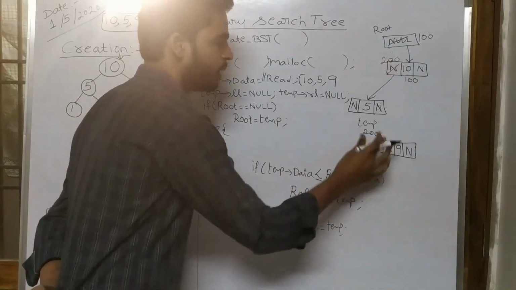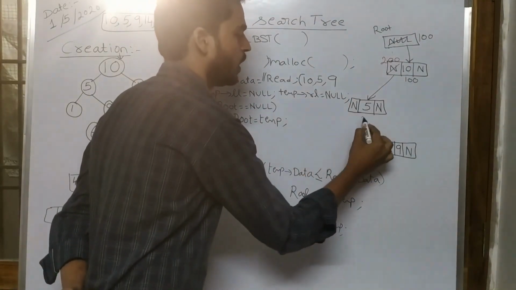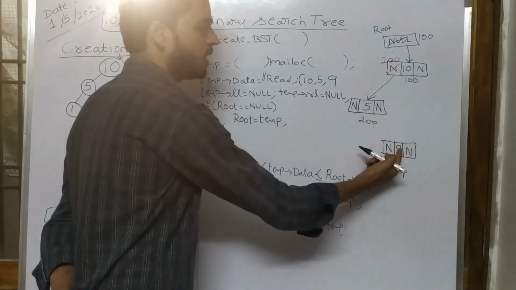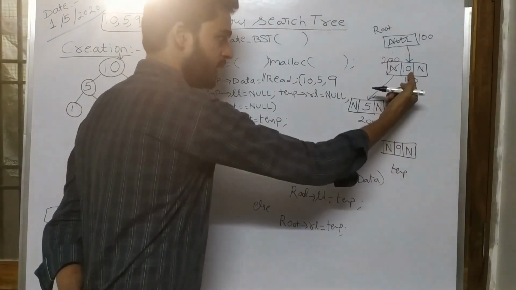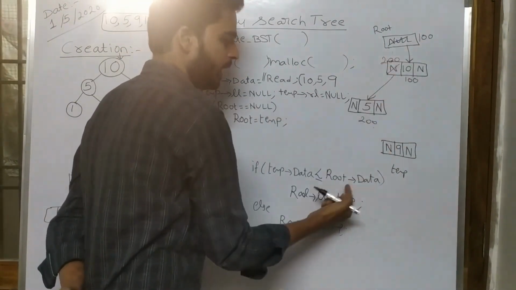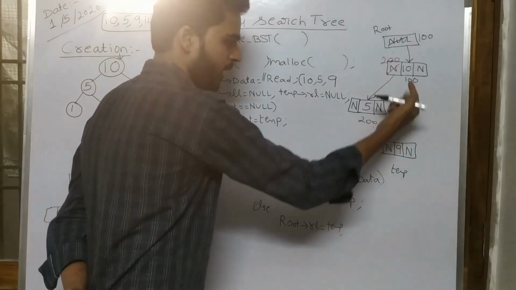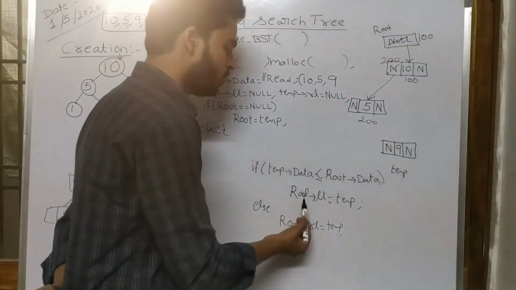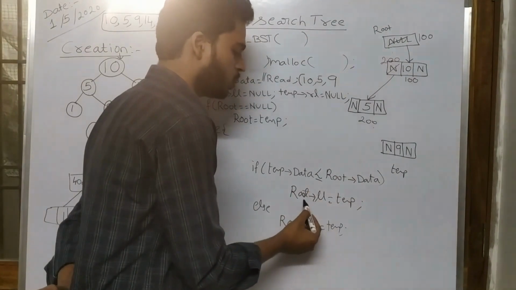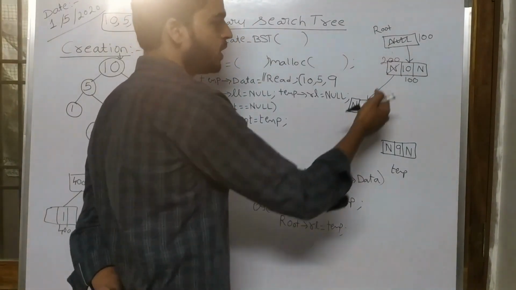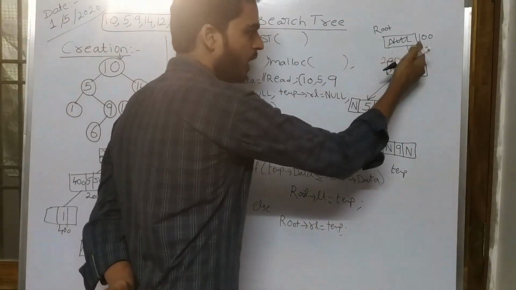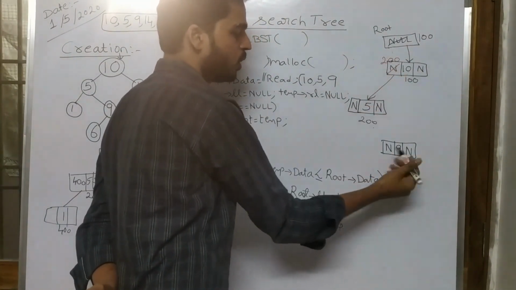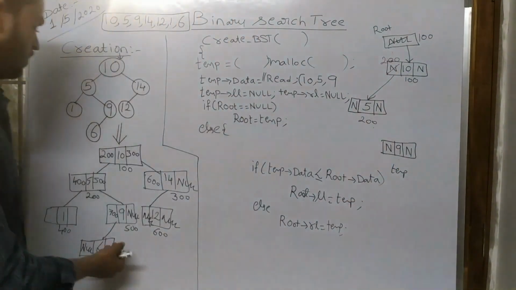Then it is going to check this. If temp's data, what is temp now? This is 200. Now this is temp. Temp's data is 9. Is 9 less than the root value 100? 100's data is 10, right? Is 9 less than 10? Yes. Okay. Now what is going on? Root's left link equal to temp. What is root's left link? Root is 100, 100's left link is 200. In 200, what is it going to copy? It is going to copy the address of this one, which is 500.